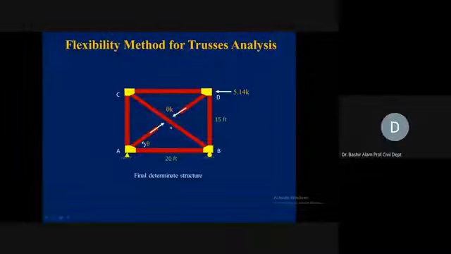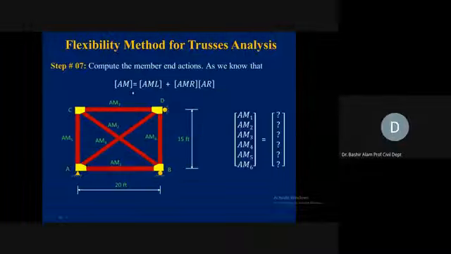Now, the rest of the member forces we can find out from AM equals AML plus AMR times AR. So this is AM1, AM2, AM3, AM4, 5, and 6 here you can see. These are our unknowns. AML values will come from where we calculated the capital P values. AMR first column is from where we calculated the U1 values, and the AMR second column is from where we calculated the U2 values.